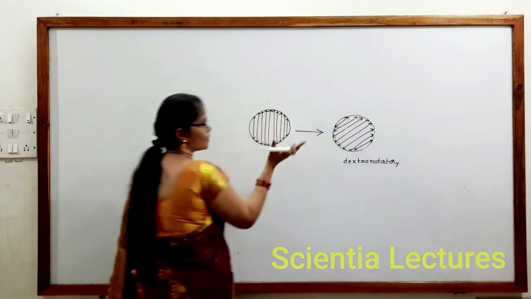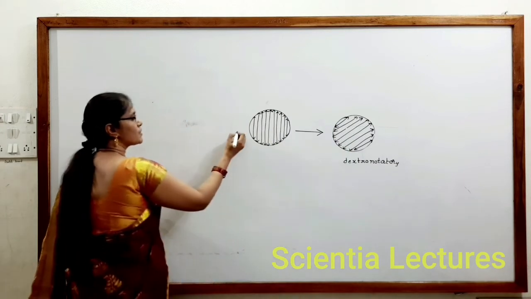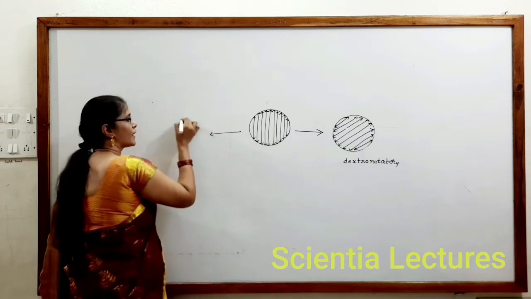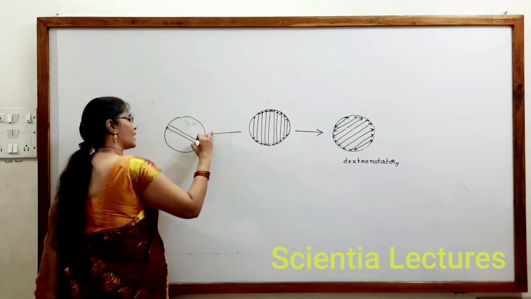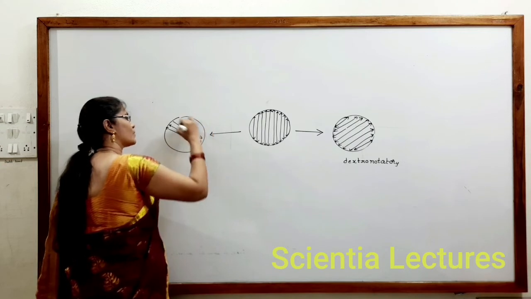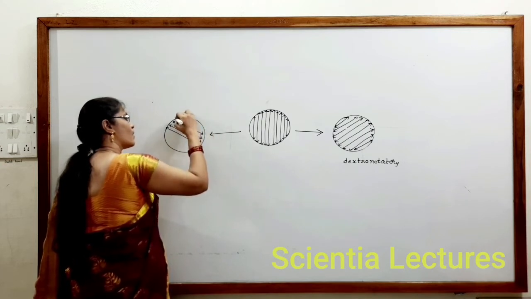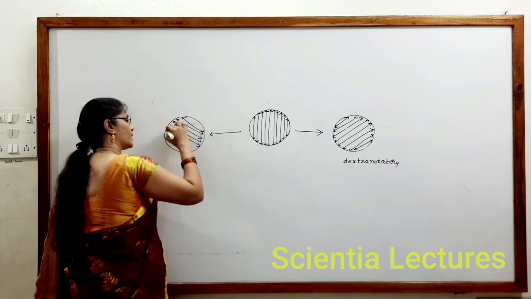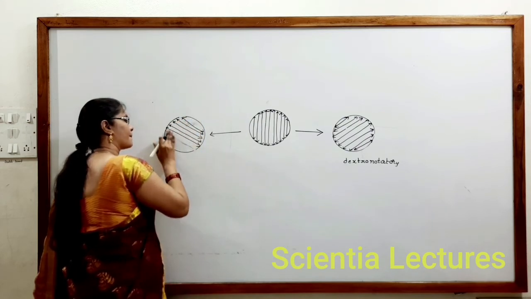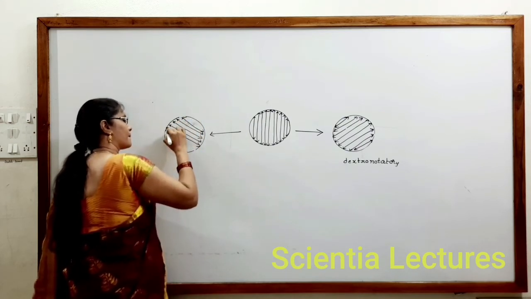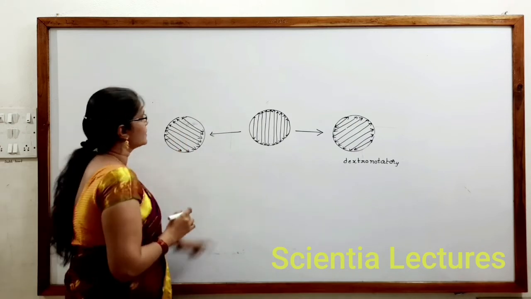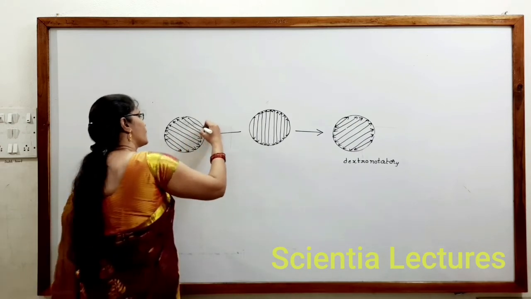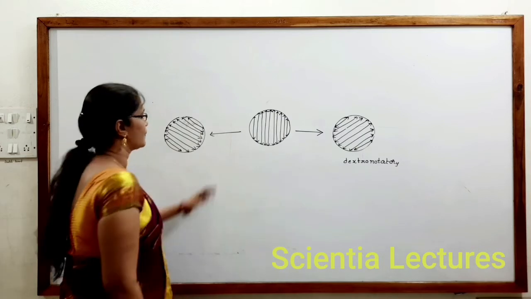So if the vibrations are rotated to the right, it is dextrorotatory. Now suppose a few organic solutions can rotate it to the left. If the vibrations of light are rotated to the left, then it is called levorotatory.